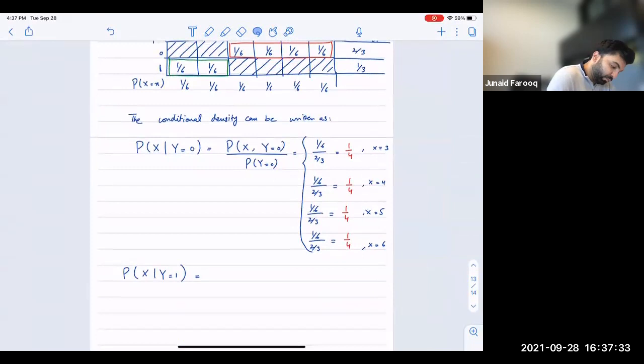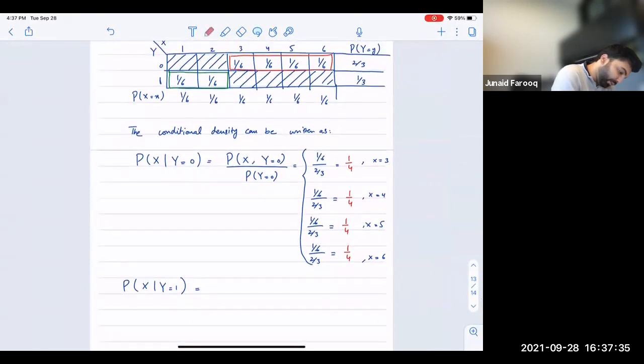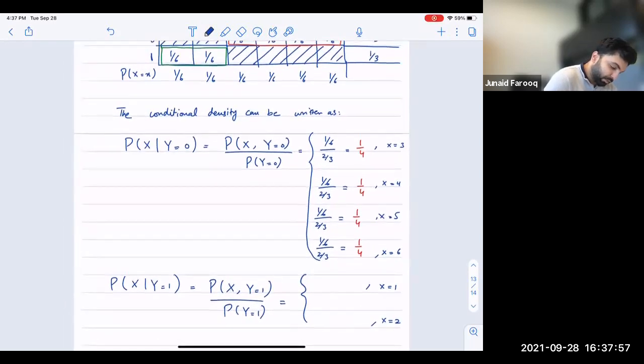But when Y equals 1, by definition, this is the joint probability of X and Y equals 1 divided by the probability Y equals 1. When Y equals 1, we just have two cases, X equals 1 or X equals 2. So this time it's 1 over 6 divided by 1 over 3, and 1 over 6 divided by 1 over 3. So this turns out to be just half and half.